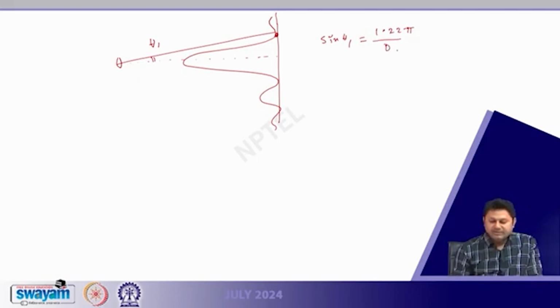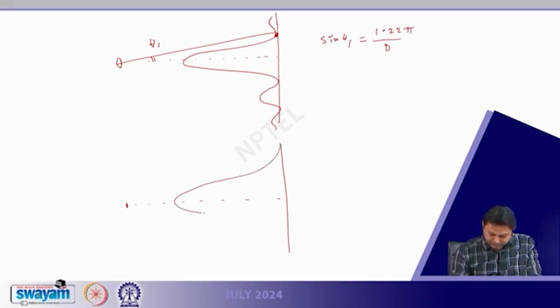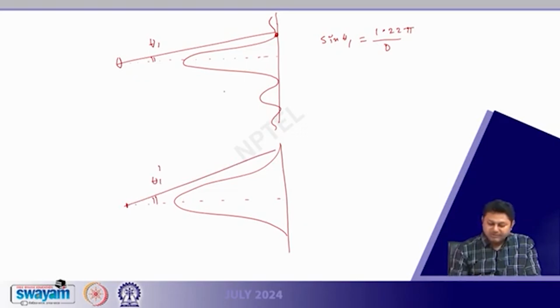If d, that is the diameter of the aperture, is small, this will shift to the other limits, more wide. So if I have an aperture with a small d, then this spectra will be more spread out. It should be like this. This theta 1 prime will be larger than this one because d is smaller here.